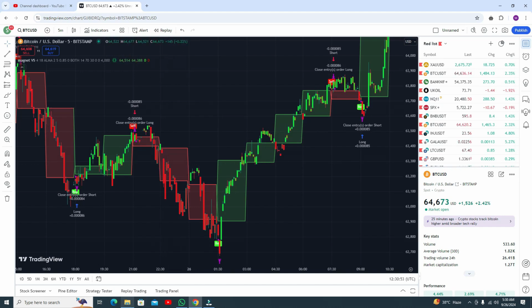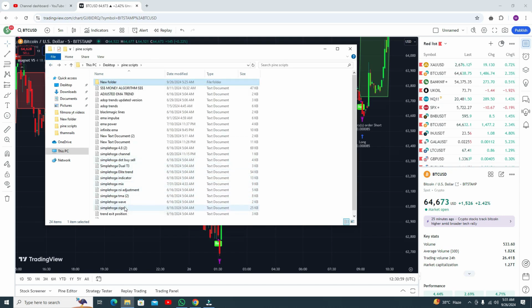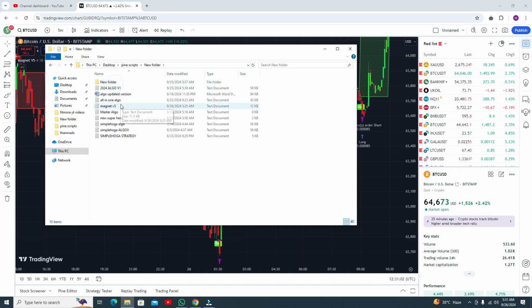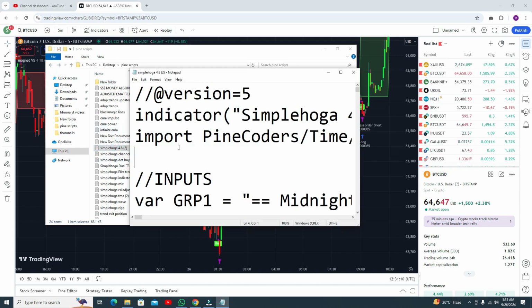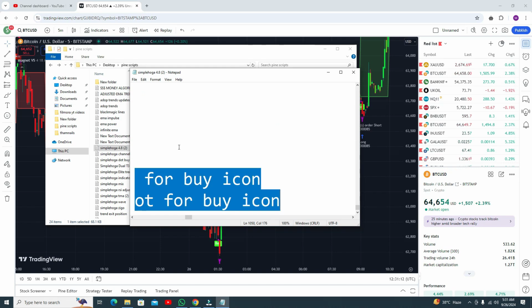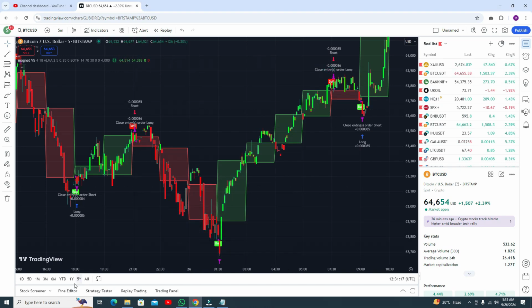And now let me add one more indicator. Here you have to watch it. This indicator Magnet V5 is this one. Okay, and I need to use Simple Logger 4.8, Control A, Control C, copy all my code. Then you need to go to the Pine editor.